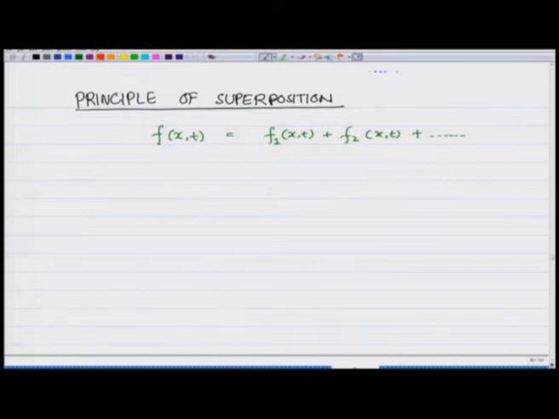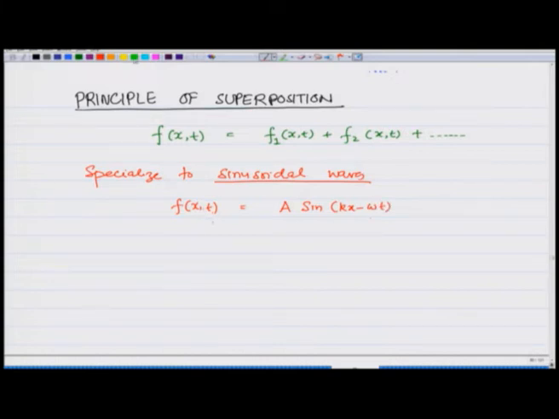And now I am going to specialize to sinusoidal waves, and let me remind you what these are. In these waves, the displacement is given as some amplitude sine of kx minus omega t. I could equally well write this as amplitude sine of omega t minus kx, or some amplitude cosine of kx minus omega t, and any other form for the waves travelling towards the positive x direction, or sine of kx plus omega t for waves travelling to the negative x direction.